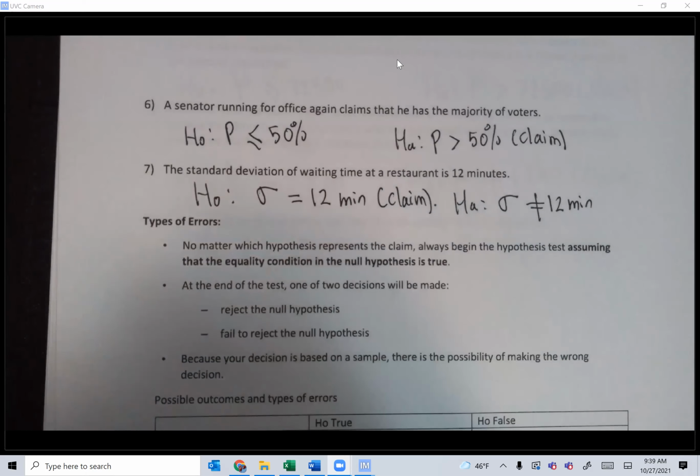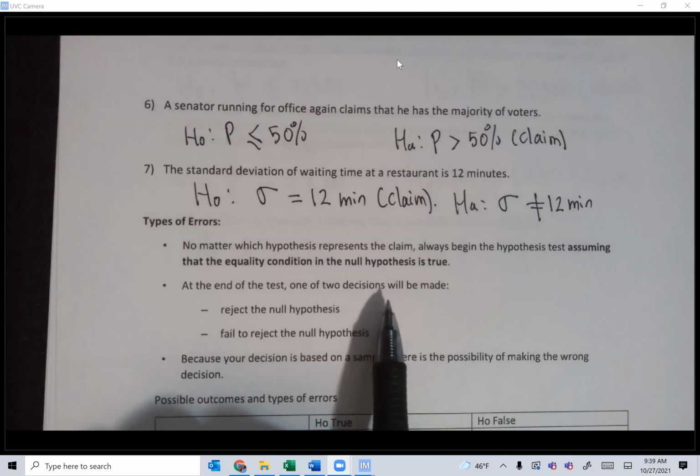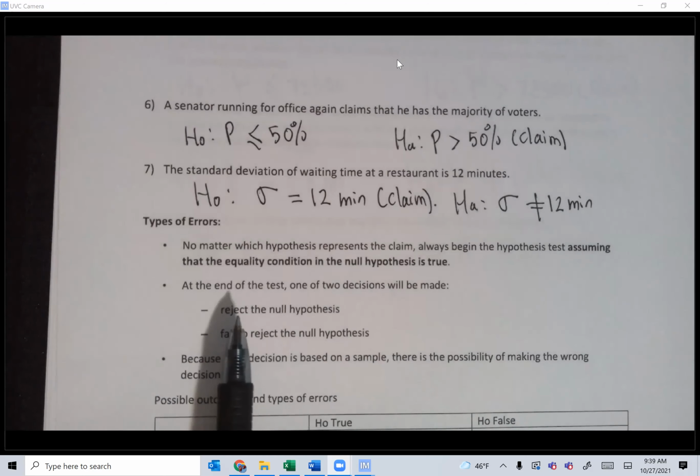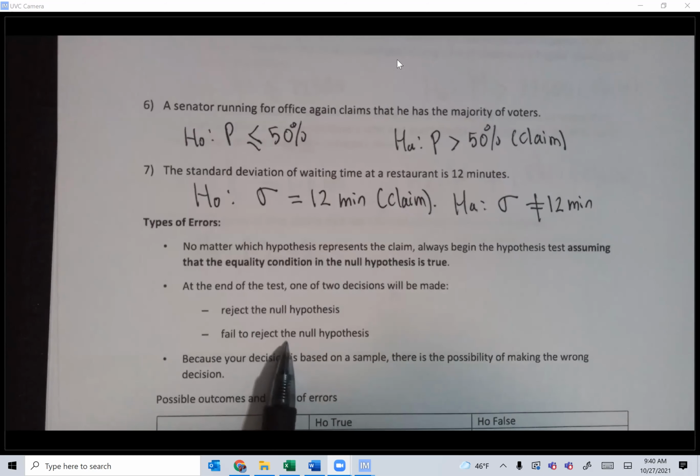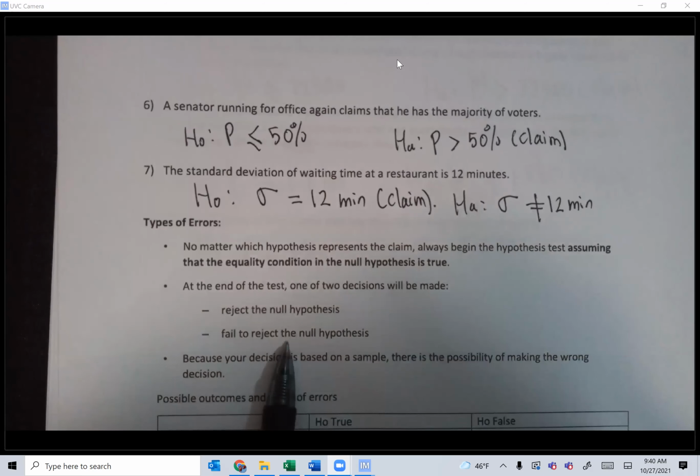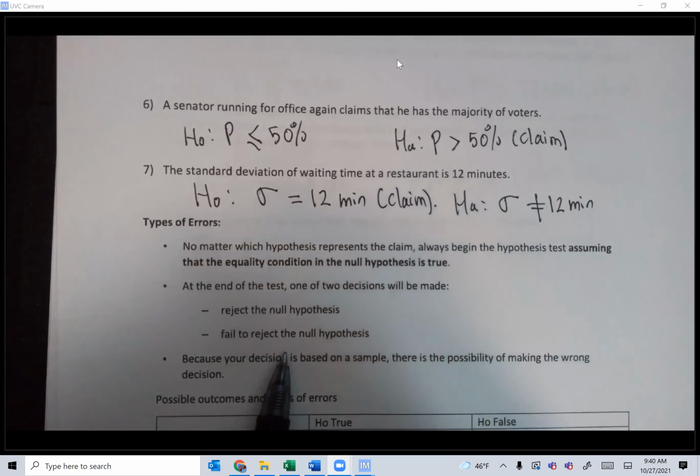And that's exactly how a hypothesis test works. At the end of the test, guys, you have to make one of two decisions. You either gonna reject the null hypothesis or you're gonna fail to reject the null hypothesis. So you're gonna learn today, guys, how to use the data from the sample to make a decision, either to reject the null hypothesis or fail to reject the null hypothesis. And this is the whole idea of hypothesis testing, just to show you what to do to make one of two decisions.